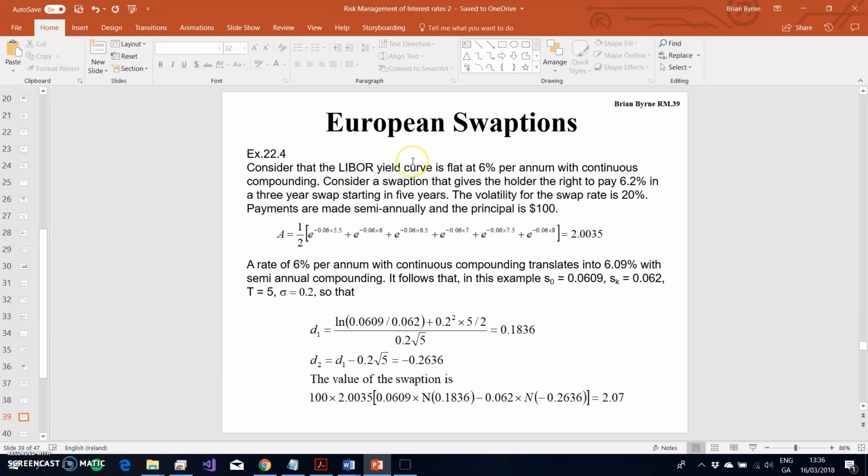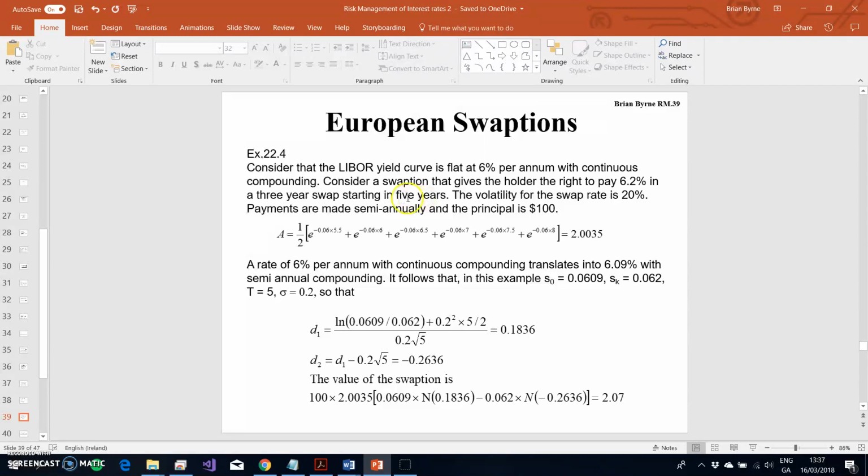So okay, let's start with an example then. Consider the LIBOR rate is flat at 6% with continuous compounding. Consider a swaption that gives the holder the right to pay 6.2 in a 3-year swap starting in 5 years. So the option component here has 5 years to maturity. And then at the 5-year point, we've got to decide, do we want to enter into the agreement? Do we want to proceed with the swap or not?